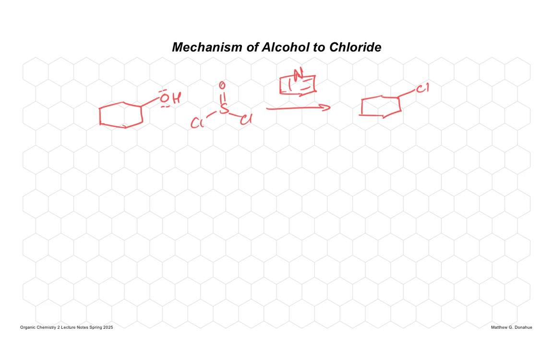So by looking at it, we can recognize a couple things. We have to get rid of that oxygen, and we have to substitute it with a chlorine. So what happens to the other stuff? Like the other chlorine, why is there this pyridine in there? What purpose does that serve?